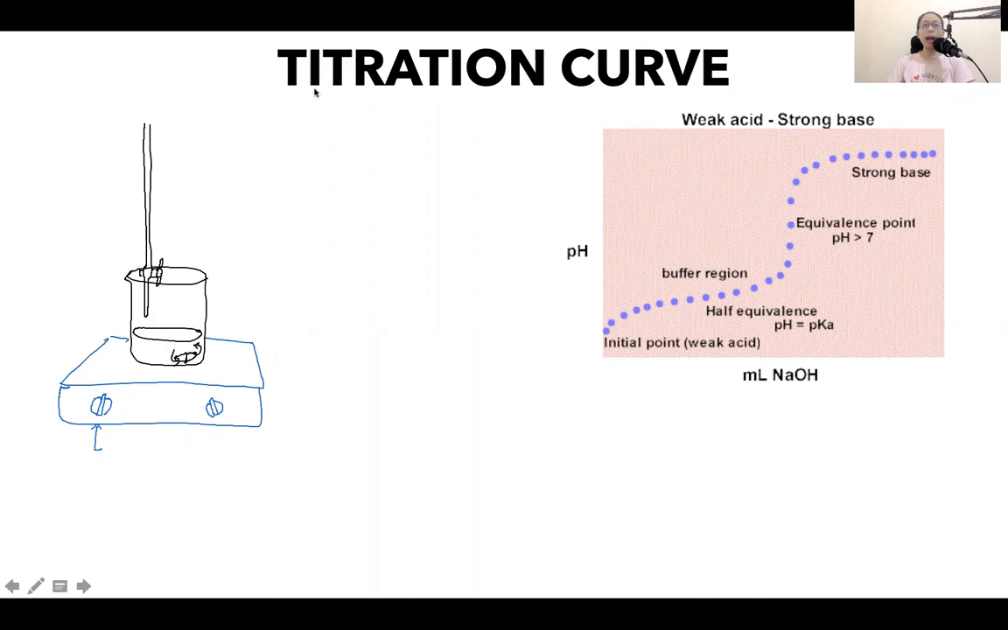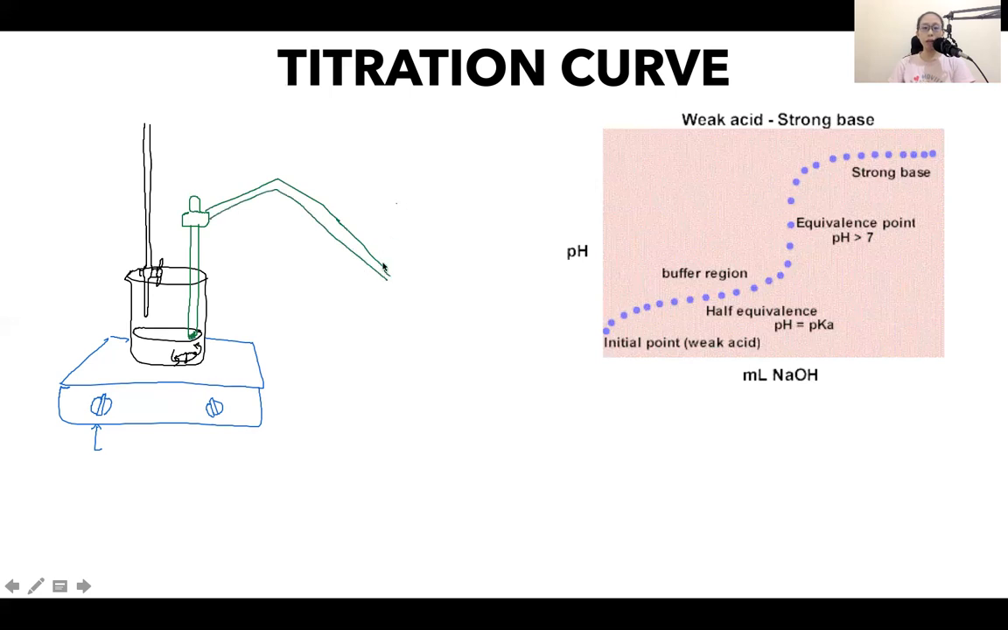And of course, the most important part of our setup is the pH meter. If you haven't seen a pH meter, you can search for a photo of a pH meter. You have a probe. This probe is the one that detects hydrogen ions in any solution. So you have the probe there, and then it's connected to a display screen.